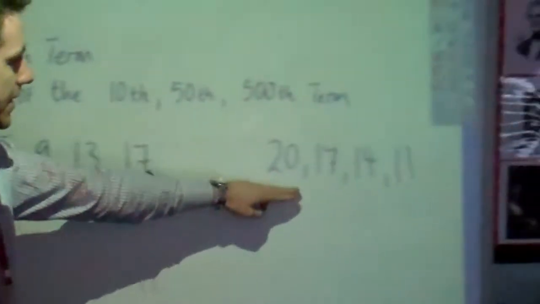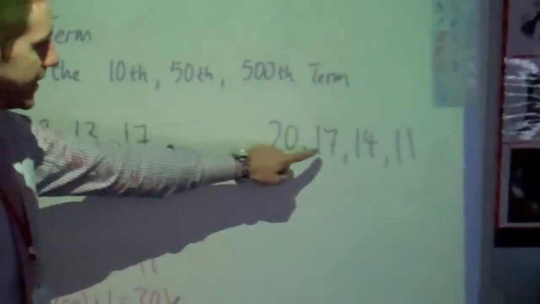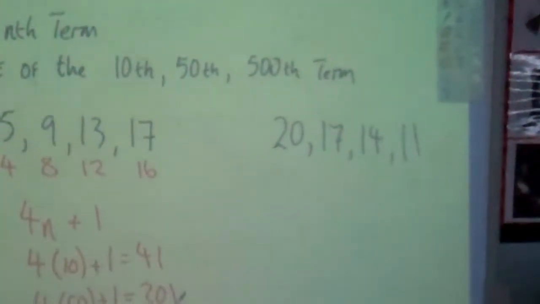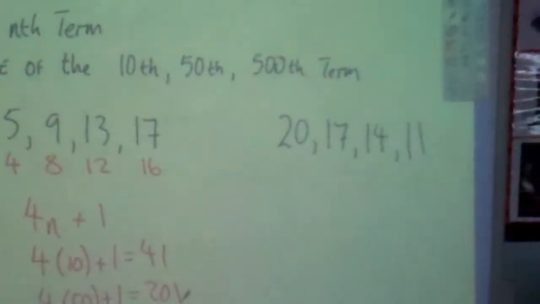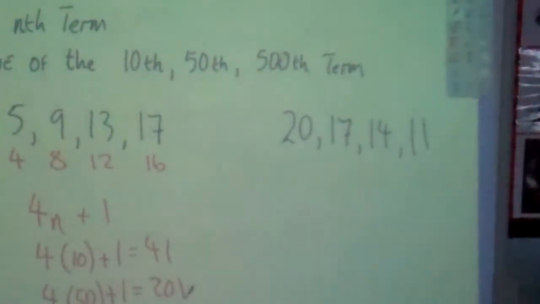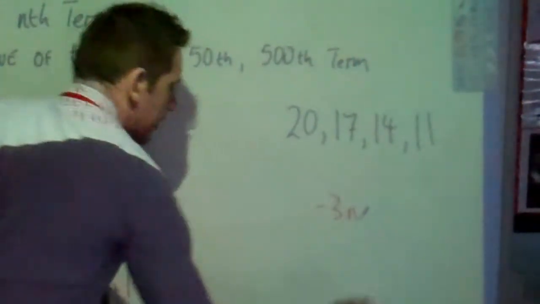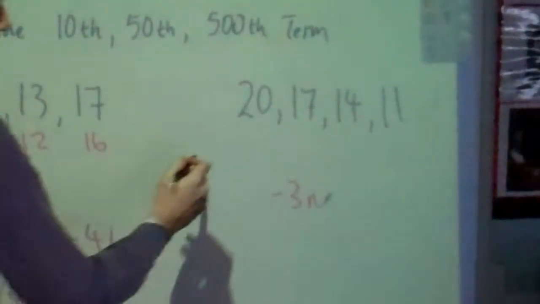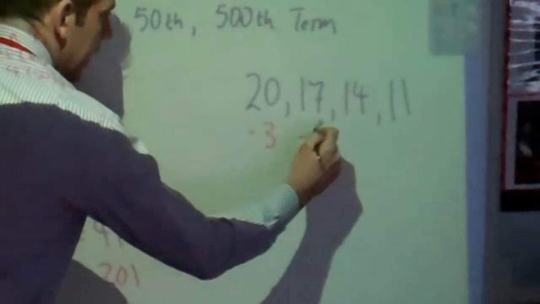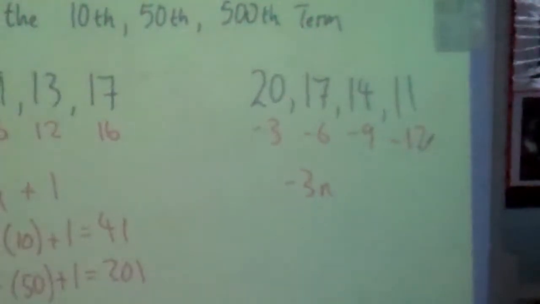Now, when we come to sequences that descend, with 20, 17, 14, and 11, we notice that the sequence is going down by 3. So again, very similar to what we did previously, this is the minus 3 times tables. So it's minus 3n. We start off with our minus 3 times tables, which becomes minus 3, minus 6, minus 9, minus 12.